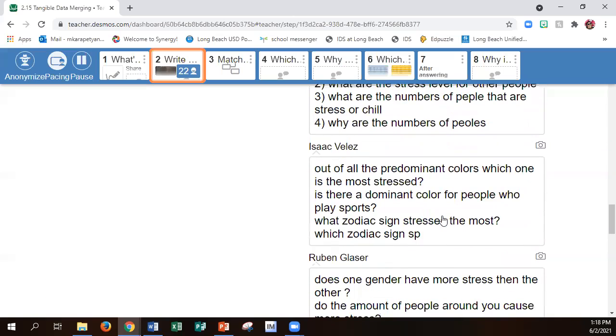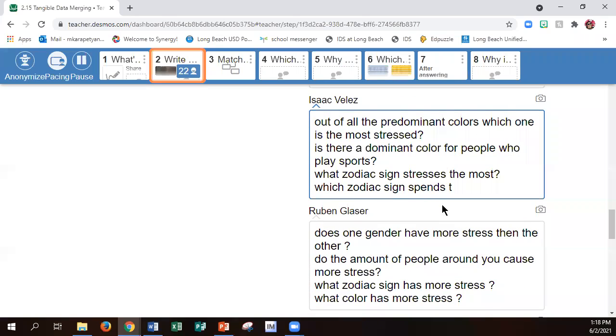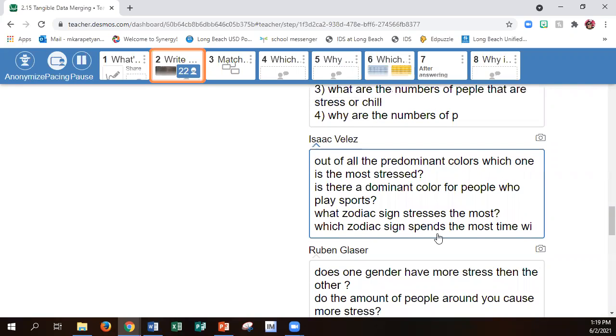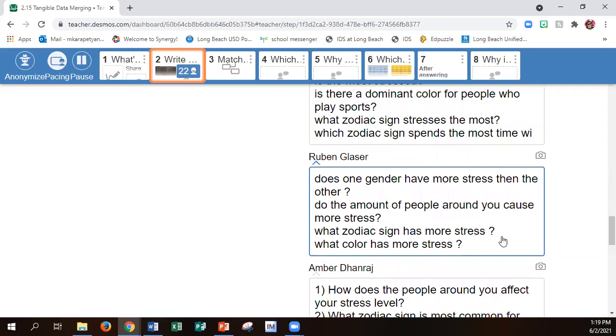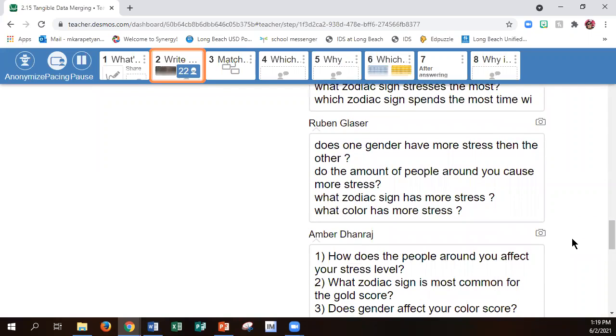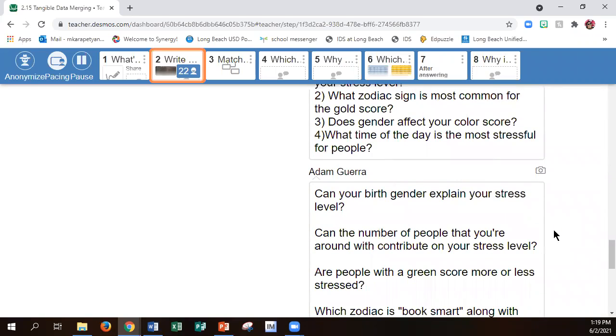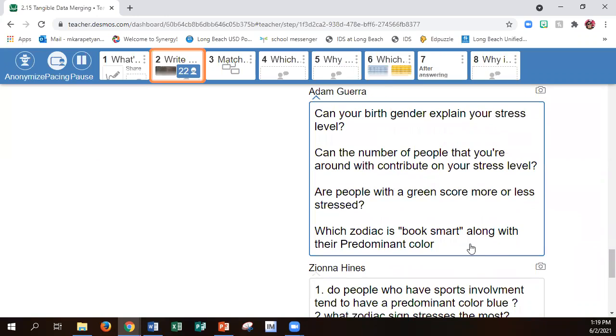Okay, so we're just seeing a little bit of repeats here. Edward, you're editing. Good for you. Isaac, out of all the predominant colors, which one is the most stressed? Is there a dominant color for people who play sports? Ooh, I like that one. What zodiac sign stresses the most? Which zodiac sign spent the most time with someone? So I see a lot of gender and stress. I see a lot of sports and stress.